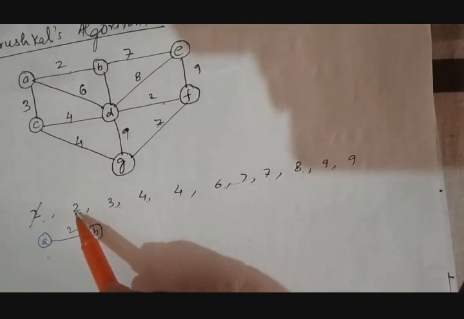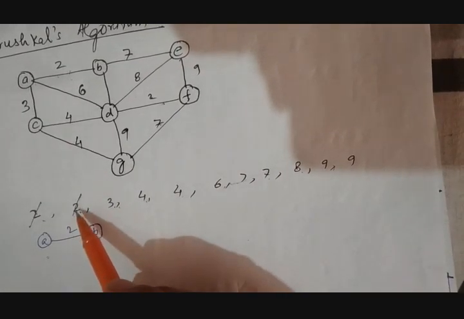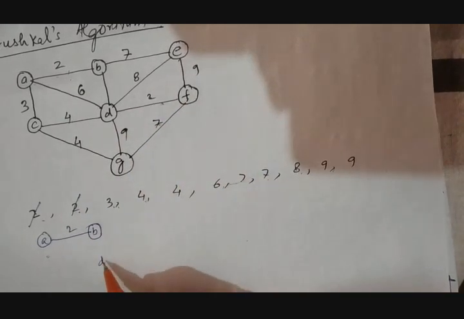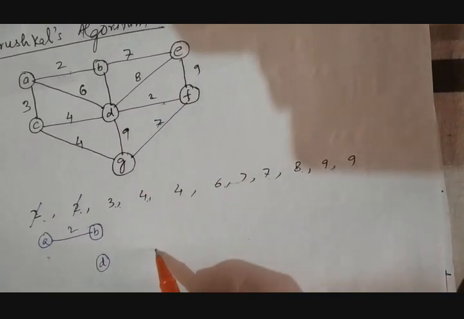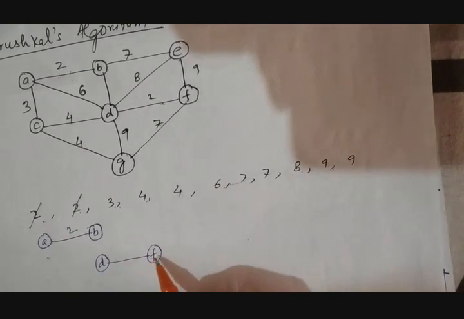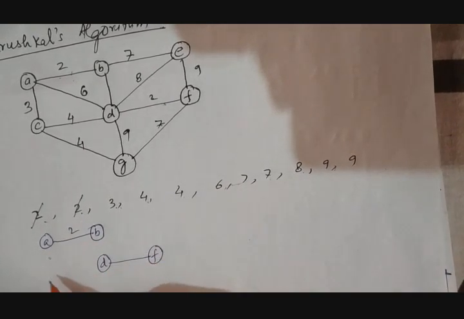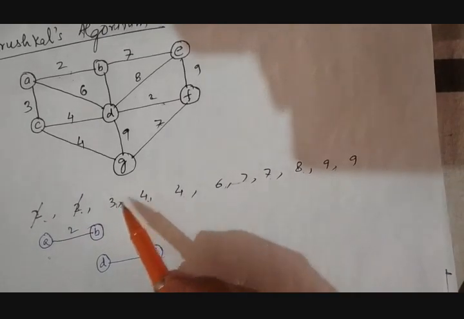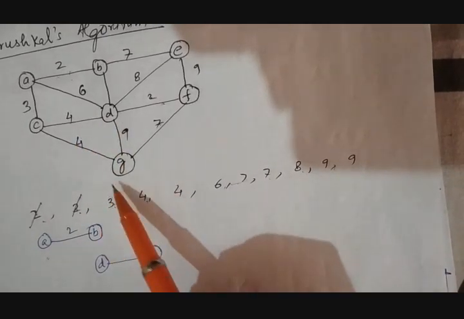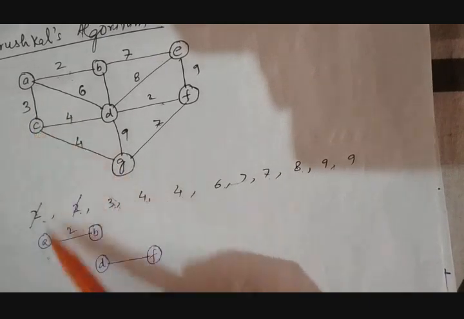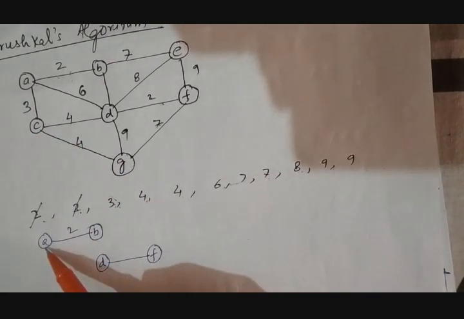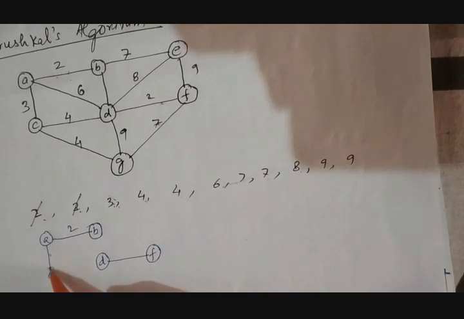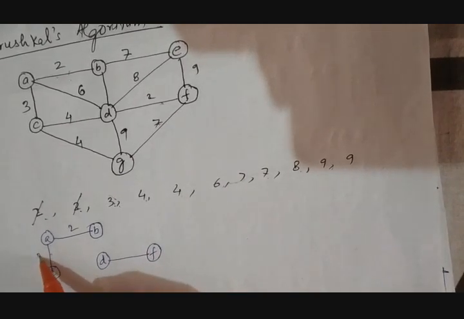Now choose the second one. This edge is D and F. Now is this making a loop here? No, it is not making a loop. So this will be considered. Now for 3, there is only one edge, AC. If we draw the AC edge here, is this making a loop? No. So no problem. Now this edge will be selected in this set.